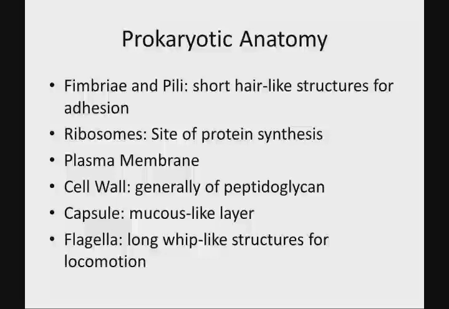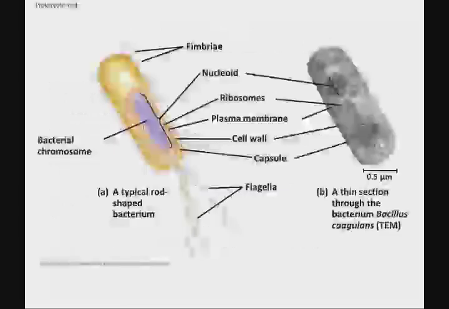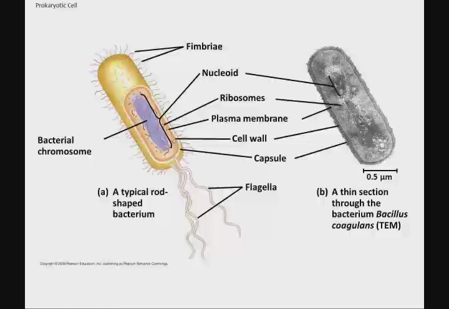Now, the flagella then is also optional. Some bacteria have these, some do not, but it's a long whip-like structure for locomotion. So you should be able to take those terms certainly and apply them to a sketch of a prokaryotic cell. Again, prokaryotic cells, simple, studio apartment, that's all we need to know.